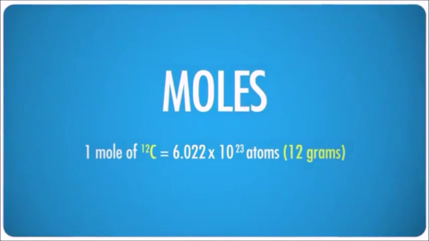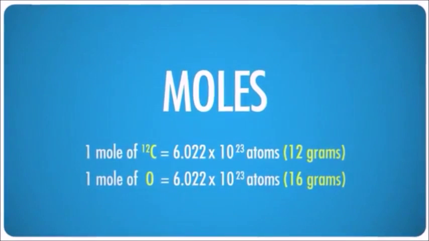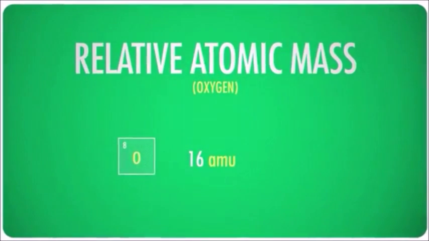All right, follow me here. 1 mole of carbon 12 contains 6.022 times 10 to the 23rd atoms and weighs 12 grams, right? So 1 mole of oxygen also contains 6.022 times 10 to the 23rd atoms, but because oxygen atoms are more massive, it weighs 16 grams. And you'll recall that oxygen's relative atomic mass is 16 AMUs.